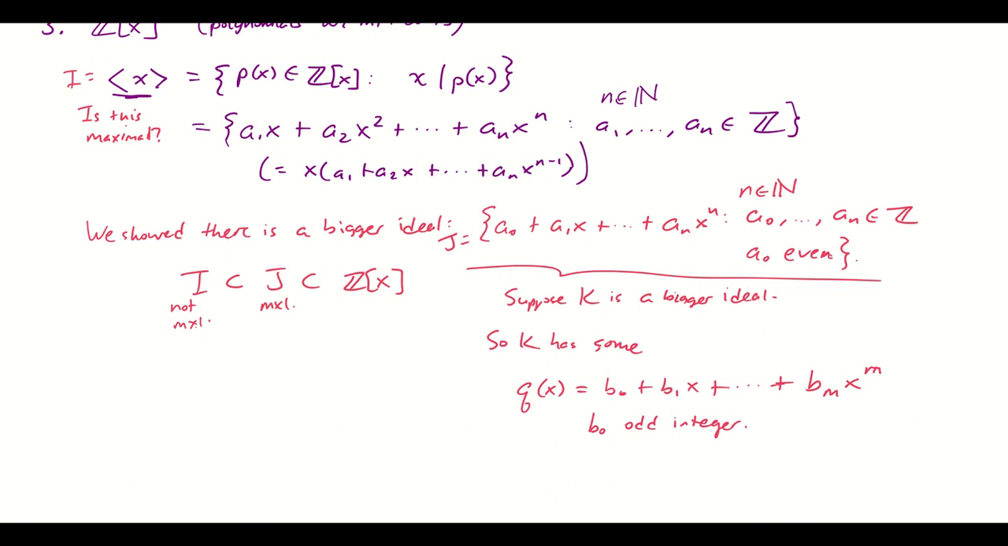Okay, but then wait a minute. Because I know that K is bigger than J, and I know that J has two key things in it. I mean, it has other things in it as well, but J contains the polynomial 2, and it also contains the polynomial x, because both of those are polynomials with even constant term. Okay, this one has a constant term of 0. If I think about that, that means that 2 has to belong to K as well, because K is bigger, and x also has to belong to K.